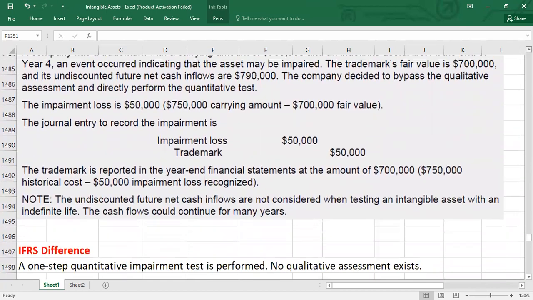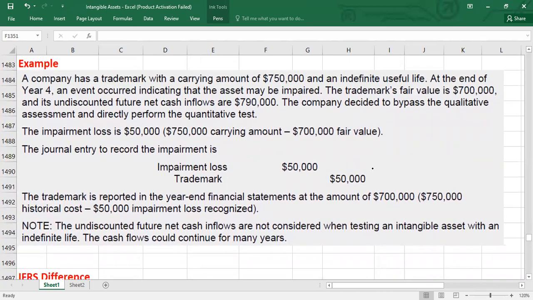And same point, you also need to remember, you should not reverse an impairment loss. Okay, if asset is in use, I'm assuming you are using this asset. So here we have an example.